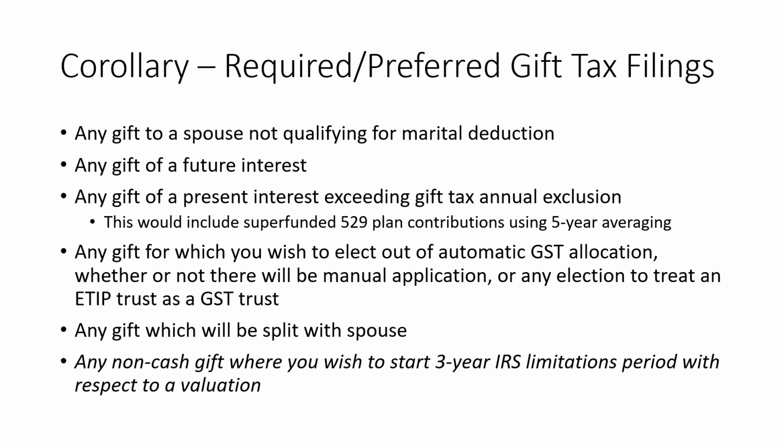And then finally, we have some elective types of gift tax return filing requirements. One might be where you wish to elect out of automatic GST allocation, whether or not you're going to manually allocate it, or where you want to make an election to treat an estate tax inclusion period trust as a GST trust. So if the trust was going to be included in somebody's gross estate, which would otherwise prevent you from allocating GST exemption, you could elect to treat it as a GST trust, which would allow for allocation now or in future years.